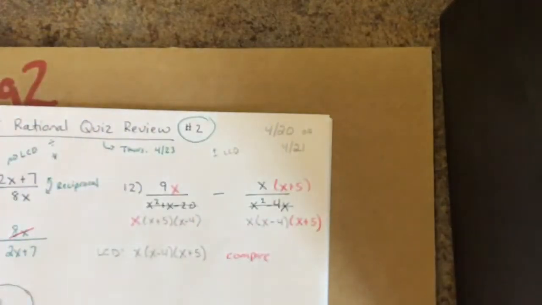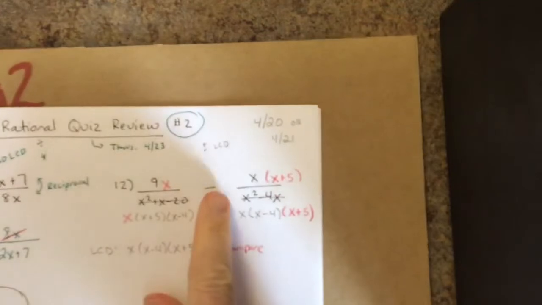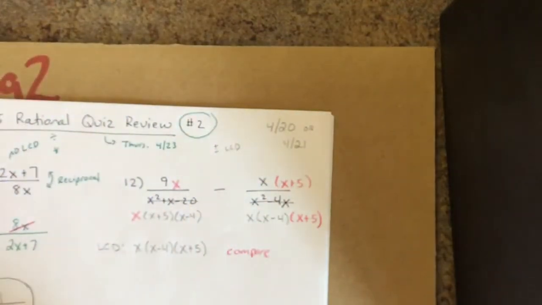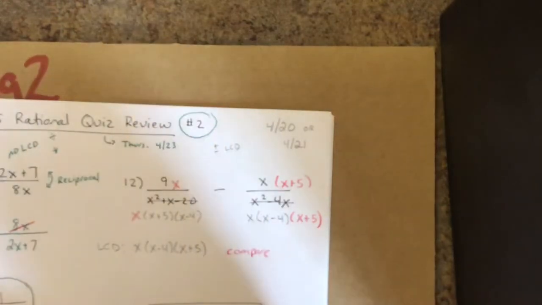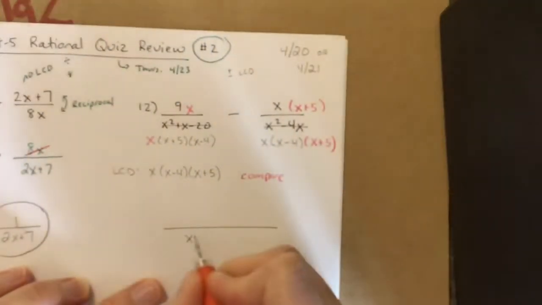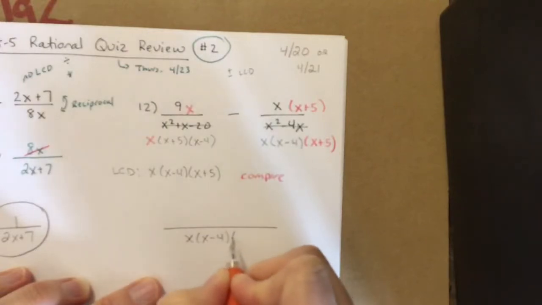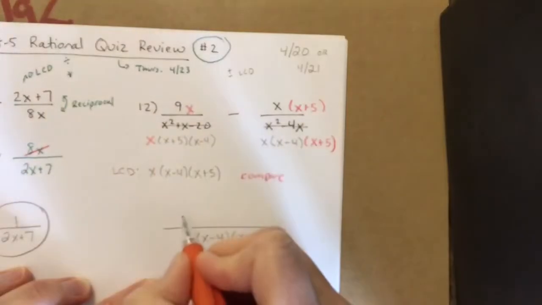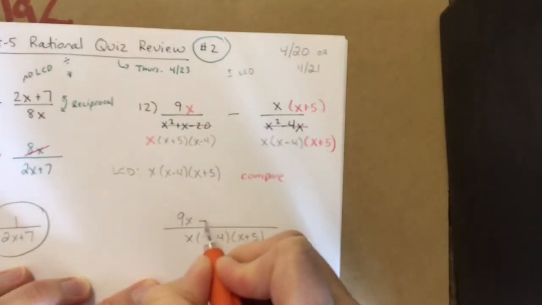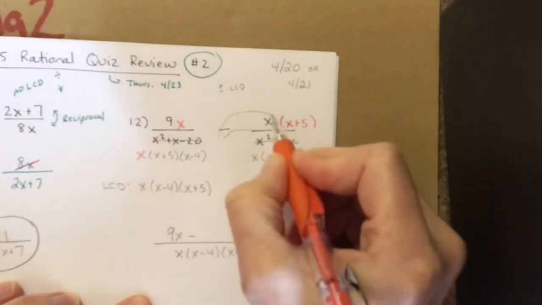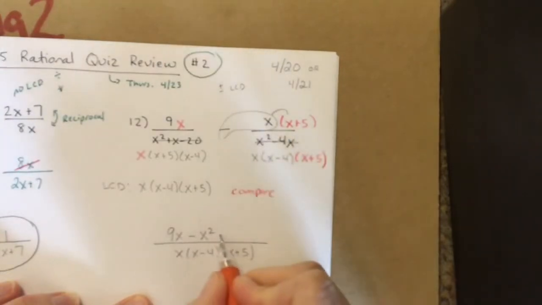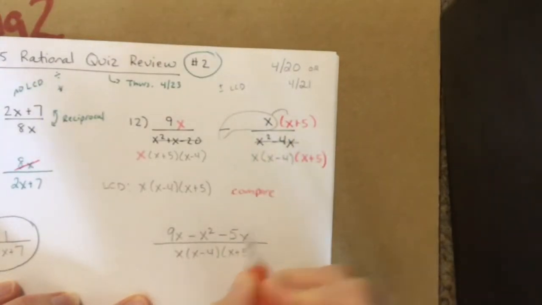And now I'm allowed to subtract because I have the same denominator on both fractions. So my denominator is the LCD, x minus 4, x plus 5. The work is in the numerator. Now I have 9x minus, I have to distribute a negative x times x, that's negative x squared. Negative x times 5, negative 5x. Distribute.